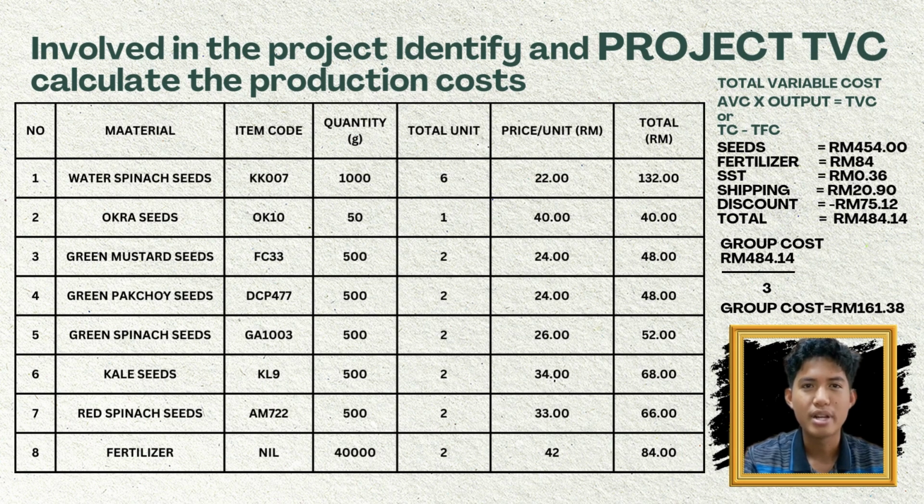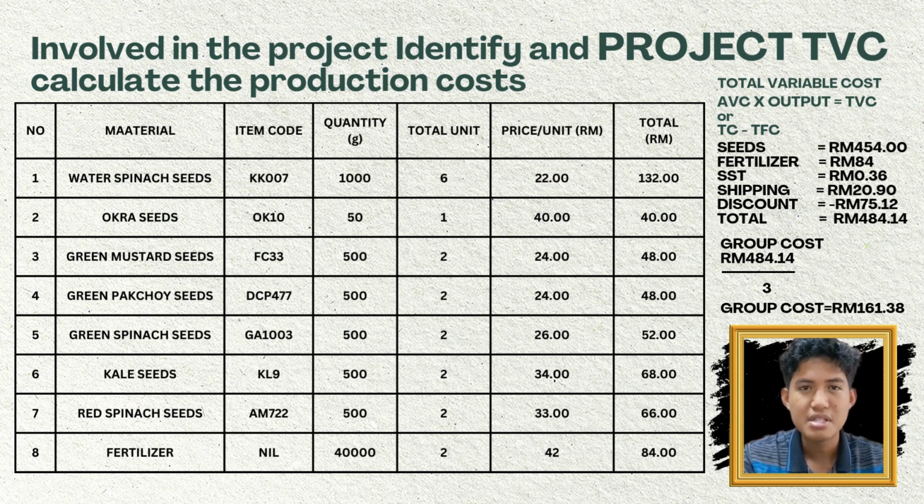My name is Adam Shazani bin Abdul Samad, and today I'll be talking about the calculation for our project. To start with, we have the TVC. TVC stands for total variable cost. You calculate the total variable cost by taking the average variable cost and multiplying it by the output, which is the quantity, and you get the TVC, the total variable cost. Or you could take total cost minus TFC, which is the same.